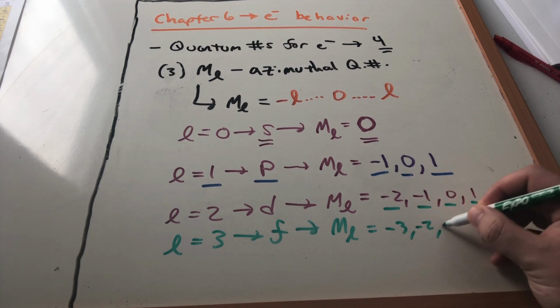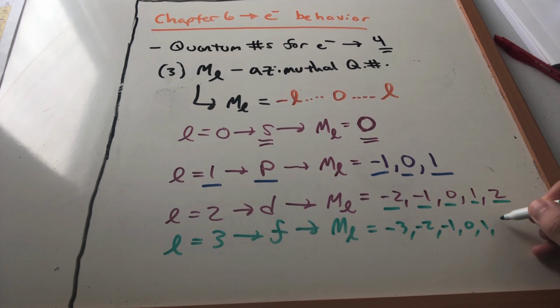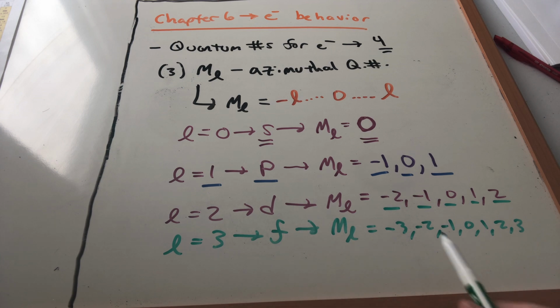-3, -2, -1, 0, 1, 2, 3, right? Those are the values allowed for m sub l given an L equals 3. So it shows up as a set of 1, 2, 3, 4, 5, 6, 7. Each one of these is an f orbital shape, whatever that is, and you don't need to know it. I'm just giving this as an example. Each one of these is a different orientation of that same shape.